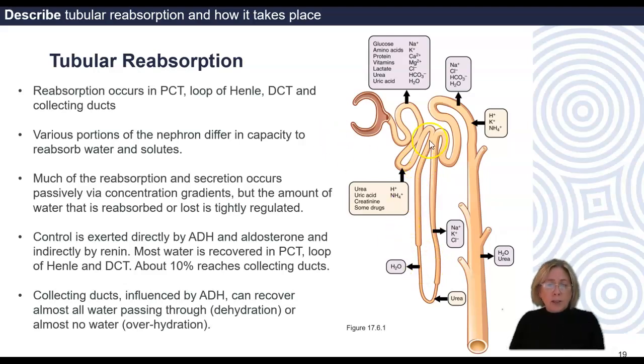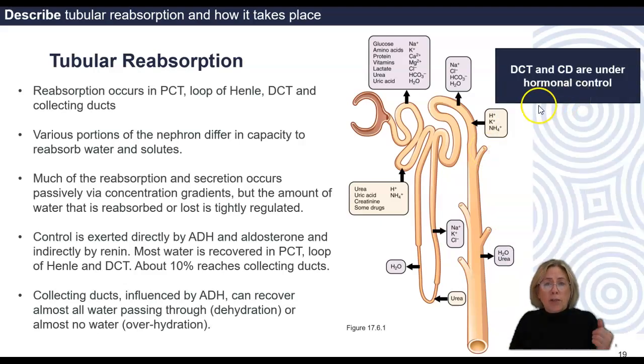In particular, this descending part of the loop of Henle is permeable to water. So that's just a structural feature of the loop of Henle where water can be reabsorbed back into the peritubular capillaries. Now, the distal convoluted tubule and the collecting ducts are under hormonal control. Okay, and those hormones for water being antidiuretic hormone and for sodium being aldosterone.